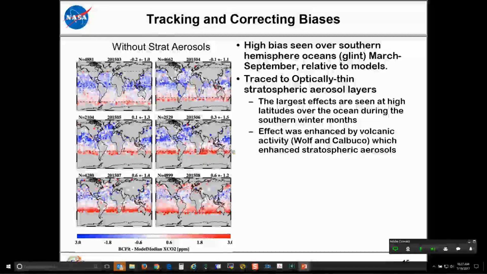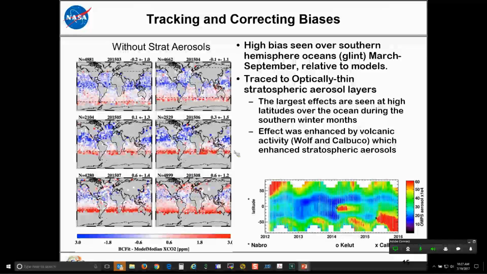We had simply neglected to include that layer in this version of the algorithm. Then, just to add insult to injury, two large volcanoes, Wolf and Calbuco, went off in the spring of 2015, and they subsequently generated a significant enhancement in the stratospheric aerosol layer over the southern hemisphere in precisely this region, and that contributed to the amplitude of the biases that we were seeing during the northern summer, southern winter of 2015.